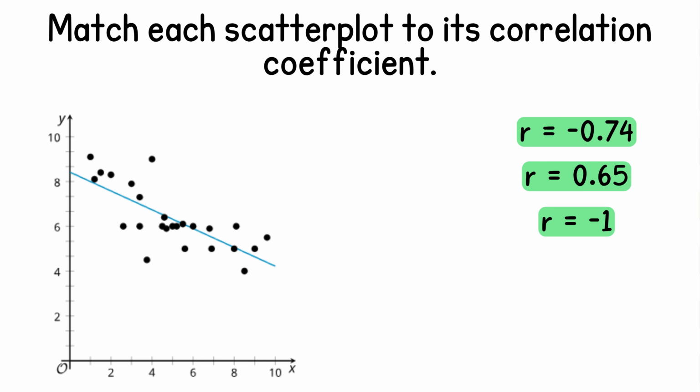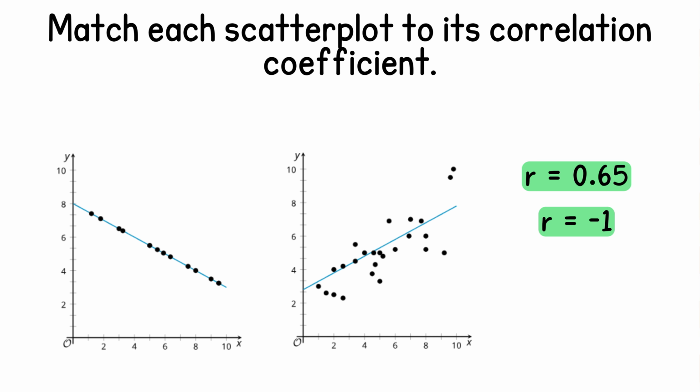Next is this scatter plot. We can see that it's negative, but it's not a very strong correlation. So our answer to this one will be R is equal to -0.74, since that's the only negative model we have. We have two answers left, so we'll show the next two scatter plots.